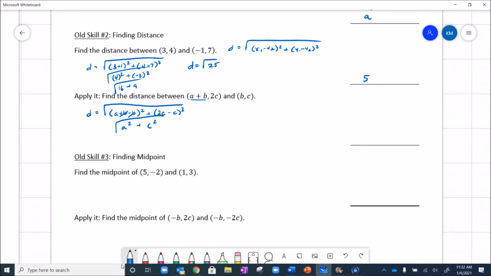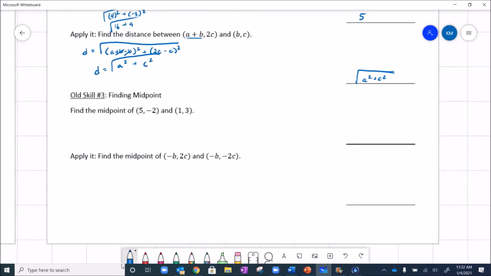And we're done here. A lot of people will fall into, oh, we have a square root and a square, cancel them out, but with this expression, we cannot do that. This is as simple as we get. So our answer here is the square root of a squared plus c squared. So if we're asked to find the distance using variables, we can do that as well.